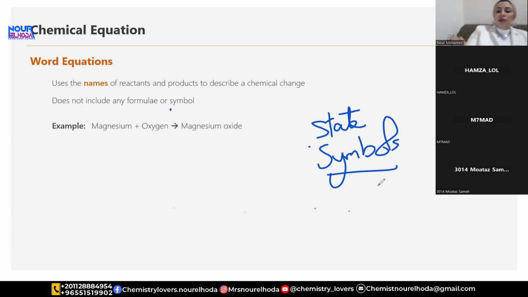State symbols. Sometimes we write, let's say, magnesium is a solid. It's a metal, it's a solid, so I will write S, small s, below the compound. Oxygen is a gas, so I will write G. All oxides are solids, so I will write S. You got my point? So this is how we write state symbols.